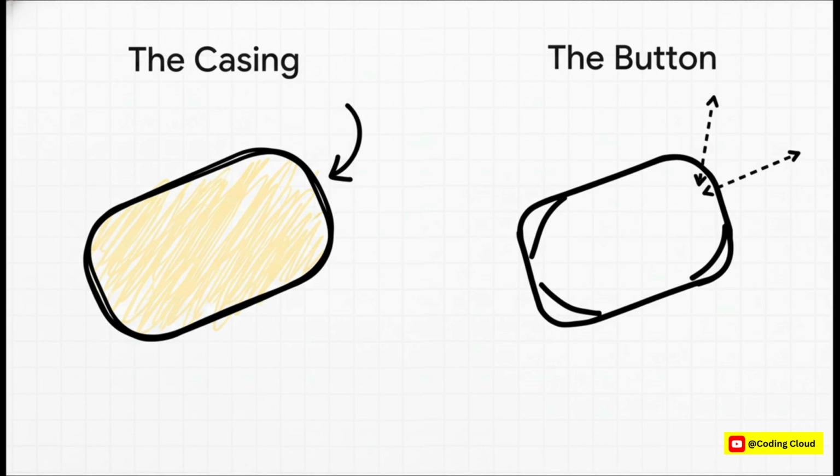For the outer casing, a single high value gives us that perfect soft pill shape. Easy enough. But for the button, we get a little more clever. We use a more advanced syntax to define the horizontal and vertical curves separately. This gives us a really subtle, non-uniform curve that looks so much more like a real manufactured piece of plastic.